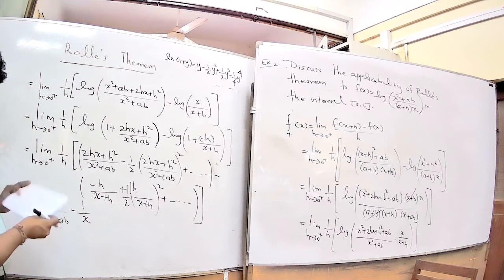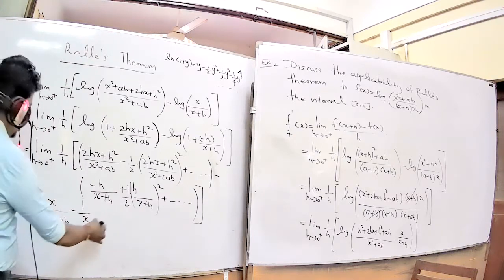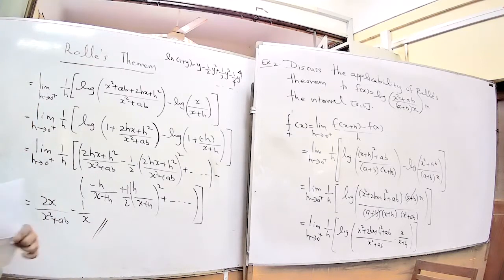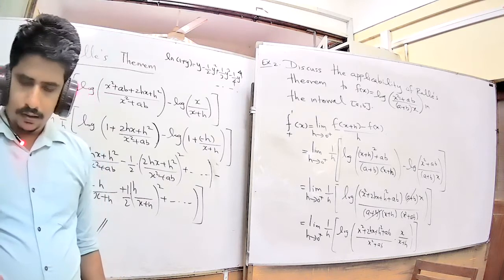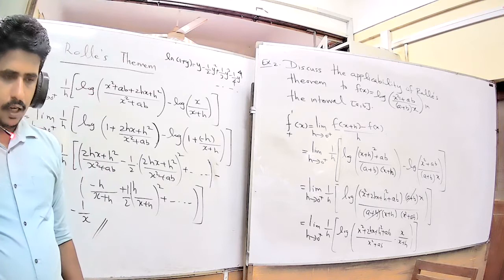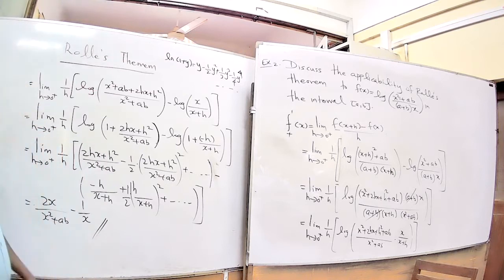So it is your right limit, okay? It is your right limit. Next, we want to find the left limit, okay?